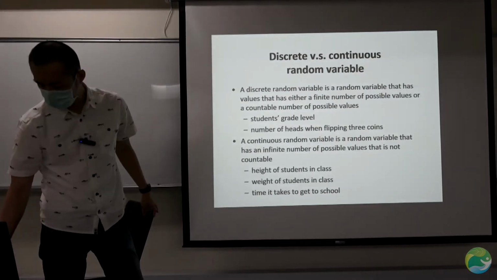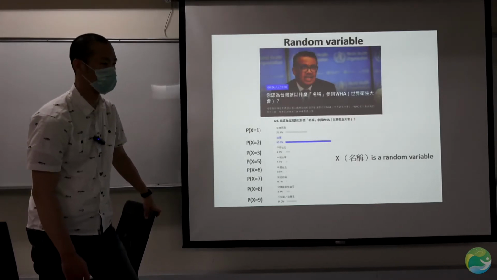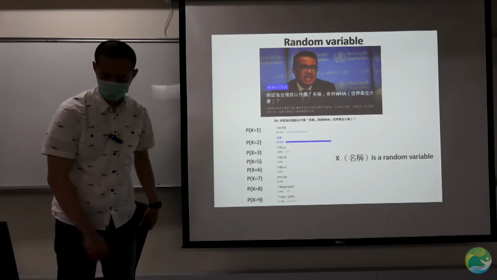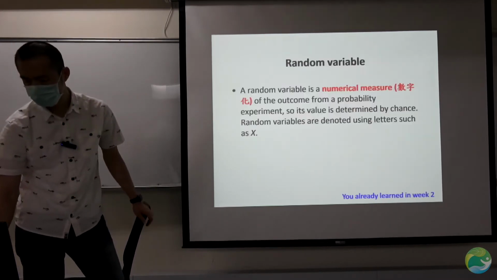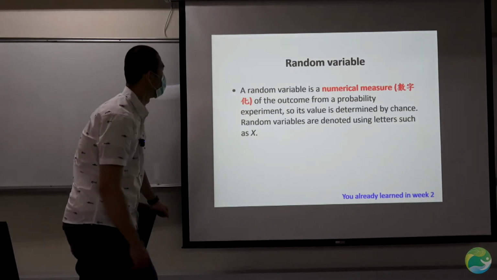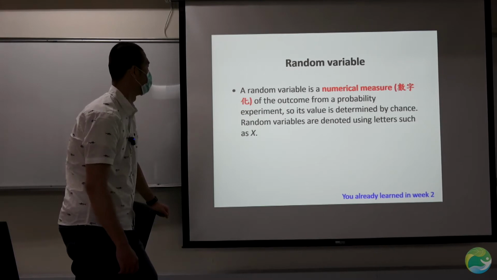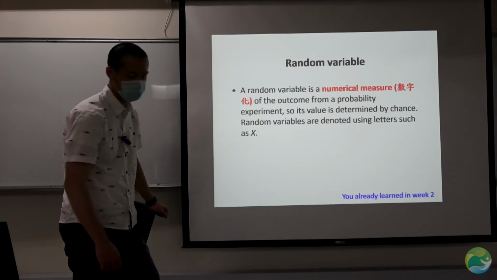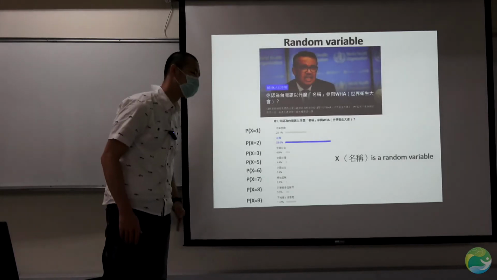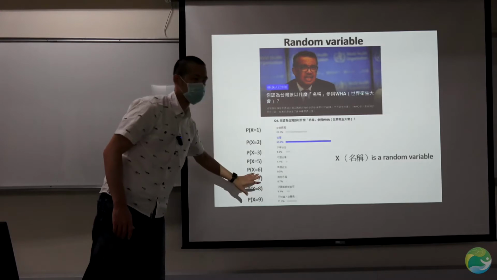In this case, this is a discrete random variable, because the outcomes are 1, 2, 3, 4, 5, 6, 7, 8. So going back to the definition again: a random variable is a numerical measure of the outcome from a probability experiment. This is a probability experiment, and we use the numerical measure to quantify it.